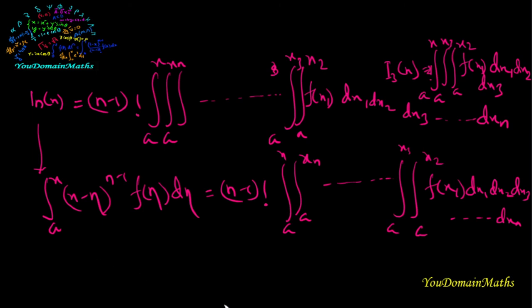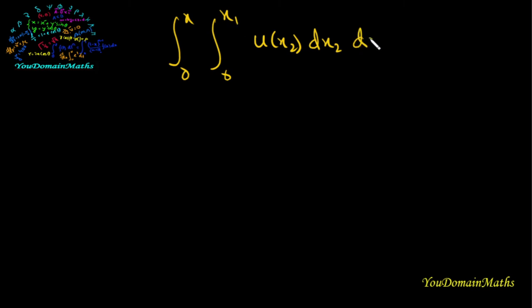We write an example for clarity of it, converting a multiple integral to a single integral. Now please look at the question. The integral from 0 to x and 0 to x1 with the limit of u of x2 dx2, and the result is in x1, so integrate with respect to x1. So what is the result as a single integral?